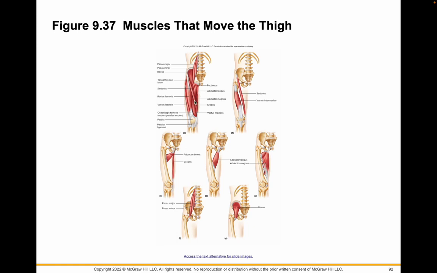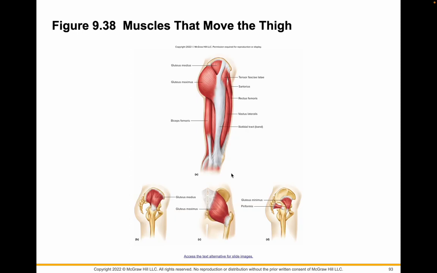There's sartorius, rectus femoris, vastus lateralis, vastus medialis. This is a good picture of the gluteus medius and gluteus maximus, biceps femoris. Think about that. When that contracts and gets shorter, it pulls that leg bent, flexing the knee. Here's your IT band. Runners have troubles with that.